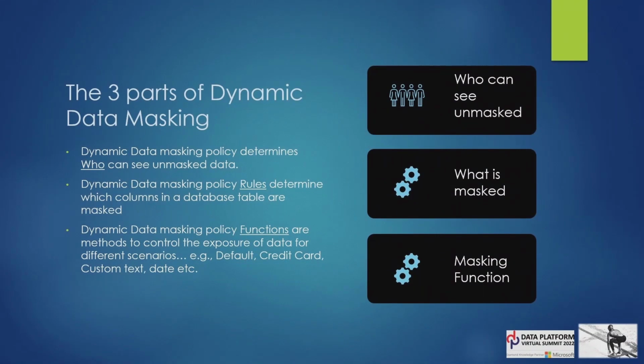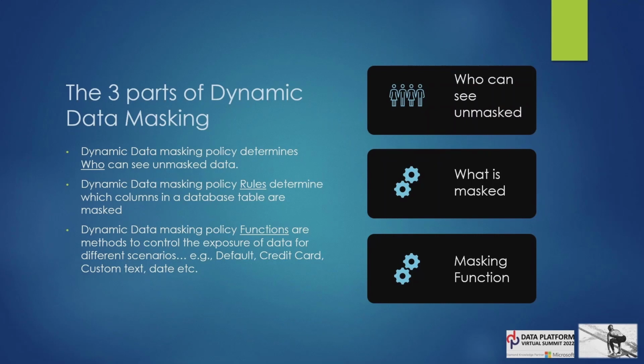There are 3 parts for dynamic data masking. The data masking policy, that determines who can see the unmasked data. The dynamic data masking policy rules determine which columns in a database table are masked.